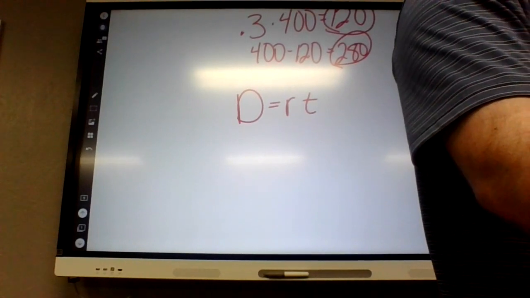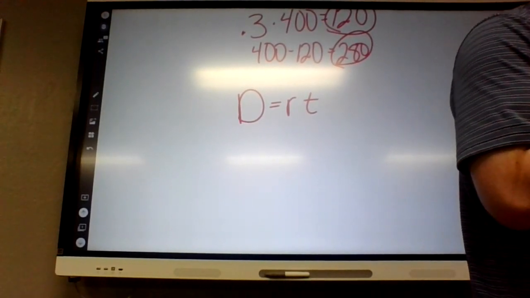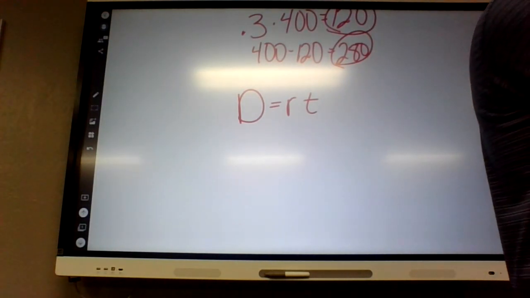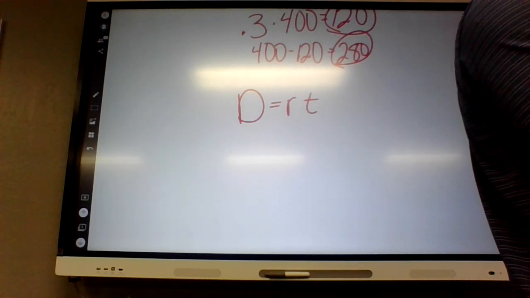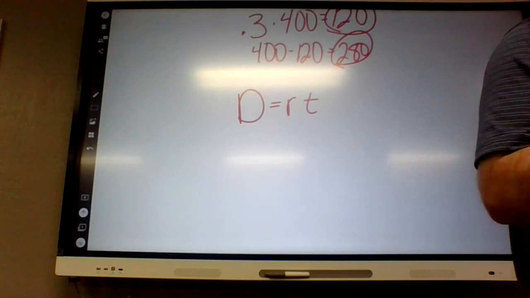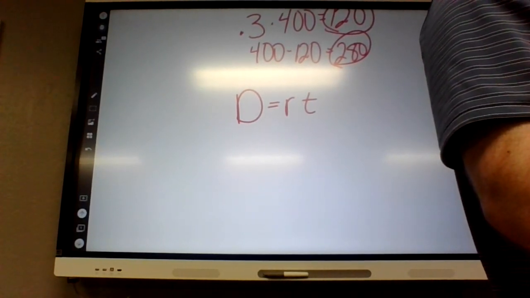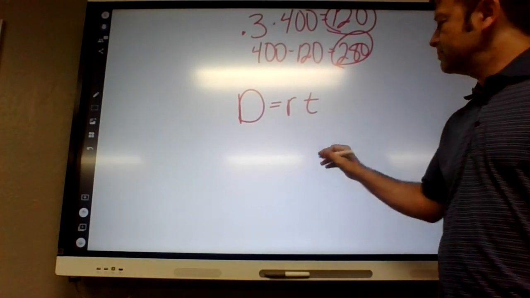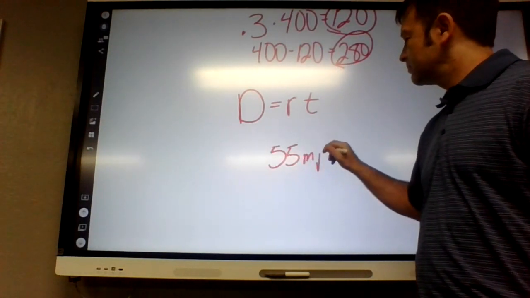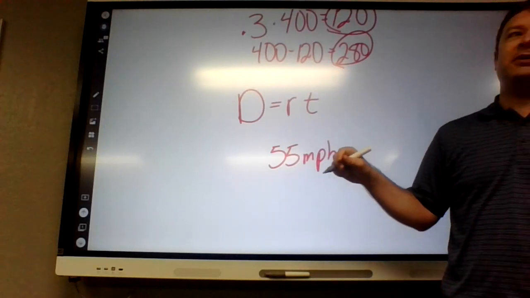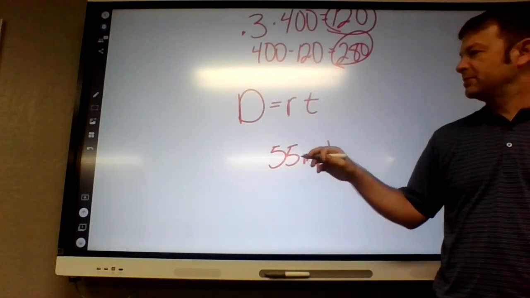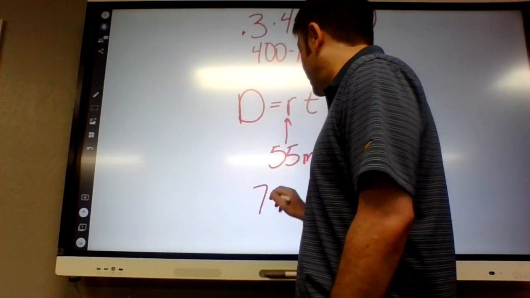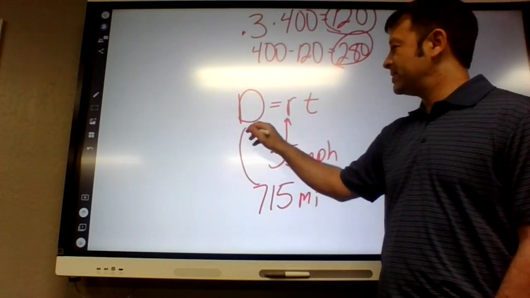Okay, it says they usually go average of 55 miles an hour and they have to travel 715 miles to get to their grandparents and they leave at 6 a.m. Okay, 30 says what time should the Zimmermans tell their grandparents to expect them to arrive? So, where does the 55 miles an hour go? Okay, it says it takes 715 miles to get there. Where does that go? Yeah, that's the distance.